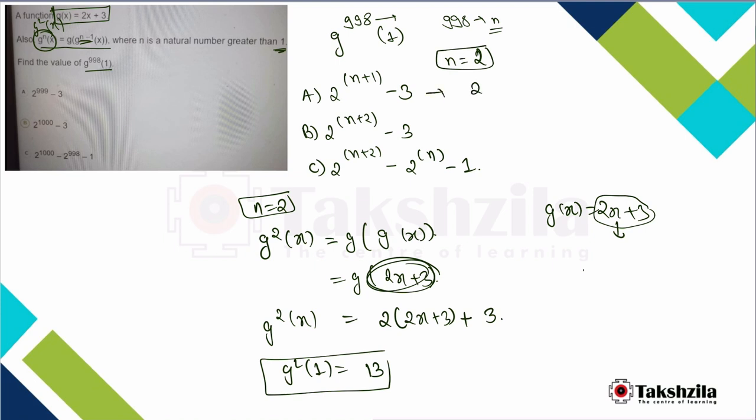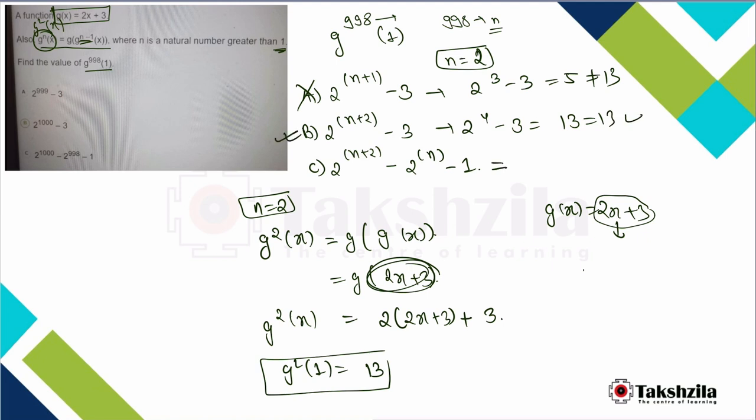First option: 2 to the power 3 minus 3. So 2 cubed is 8, 8 minus 3 is 5. 5 is not equal to 13, so this option is discarded. Second option: 2 to the power n plus 2, meaning 2 plus 2 is 4, so 2 to the power 4 is 16, minus 3 is 13. Equal to 13, satisfied. So this option can be correct.